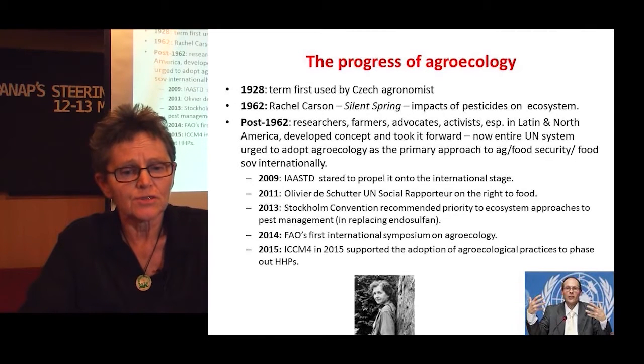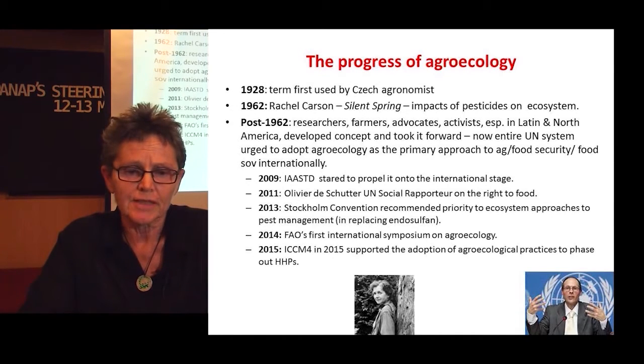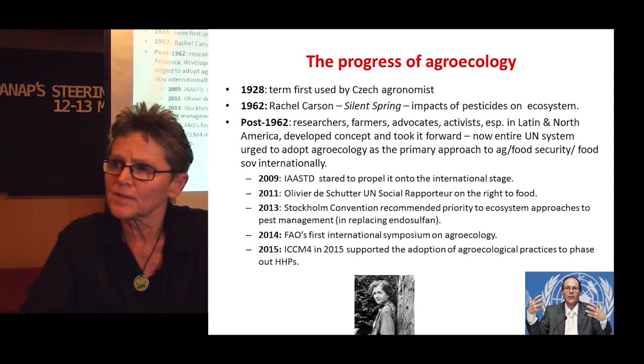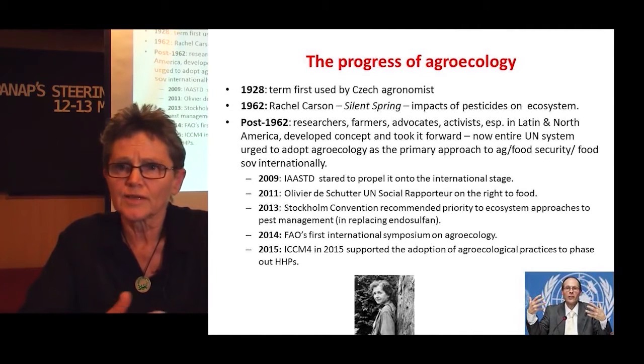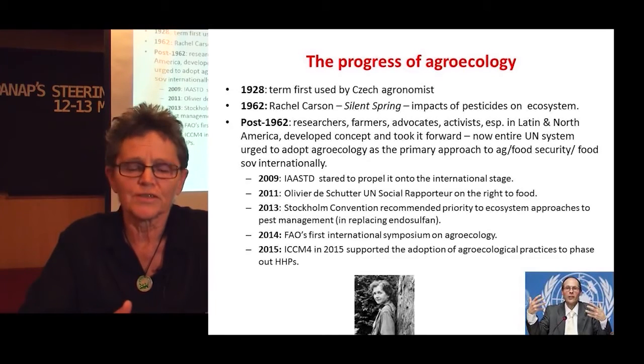But then again last year in 2015, Pan was very instrumental with its partner organisations in getting the International Conference on Chemicals Management in 2015 to adopt agroecology practices as the means of phasing out highly hazardous pesticides. For a long time, countries have expressed concern about highly hazardous pesticides, but it was recognised at this point that instead of replacing one with another one, agroecology is the way forward.